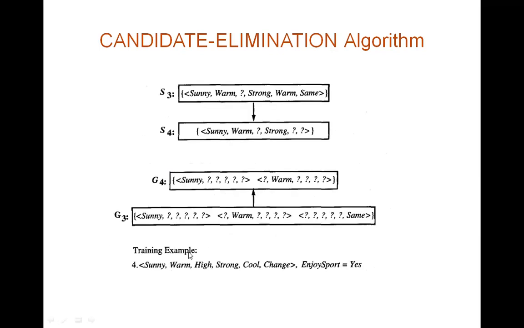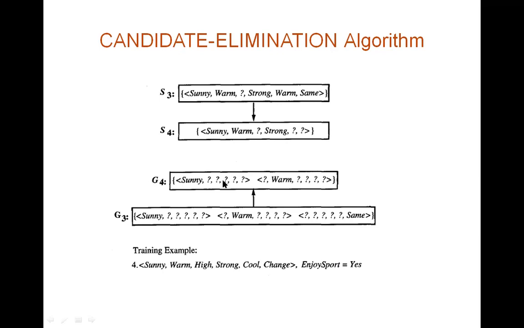Then we go to the fourth example. When you come to the fourth example, G3 will change to G4. And one hypothesis we have removed here. This last hypothesis we have removed. Why? Because it is inconsistent. This hypothesis will say that enjoy sport is no, because we are saying the last field has to be same, but in the last field a change is there. So this hypothesis is inconsistent with the fourth example. So we'll remove this hypothesis.